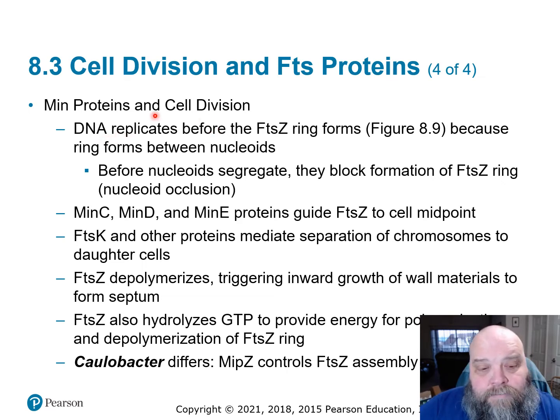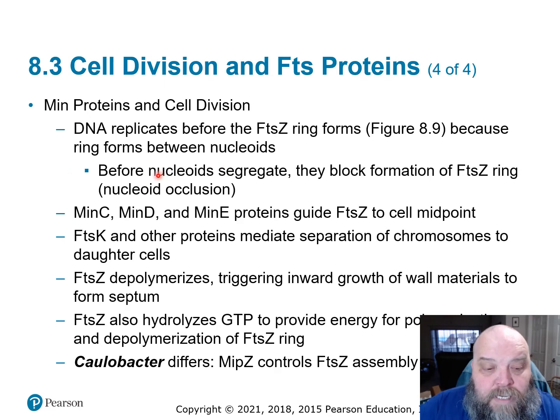As I said, the DNA replicates before the FtsZ ring even forms. So there is this timing factor here. There are proteins, there are metabolic processes that, as the chromosomes, the nucleoids, are copying, and then you see them segregating, separating to different ends, the FtsZ ring is physically inhibited from forming.